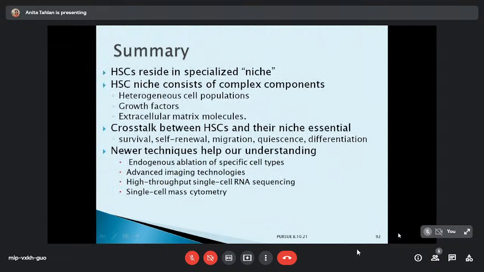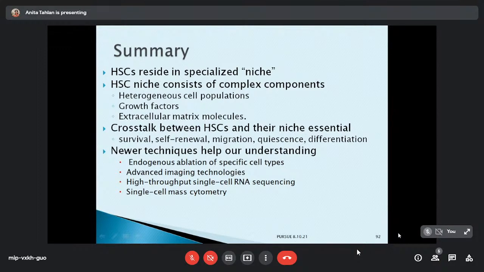The hematopoietic cells reside in special niches, and these niches are composed of a heterogeneous cell population composed of osteoblasts, osteoclasts, adipocytes, fibroblasts, mesenchymal stromal cells, endothelial cells, and all these. And they are well regulated by the effect of growth factors and extracellular matrix molecules. So this crosstalk between the hematopoietic cell and the niche where it is staying is absolutely essential for its survival, self-renewal, migration, quiescence, and differentiation.